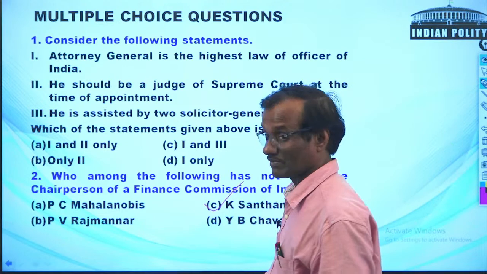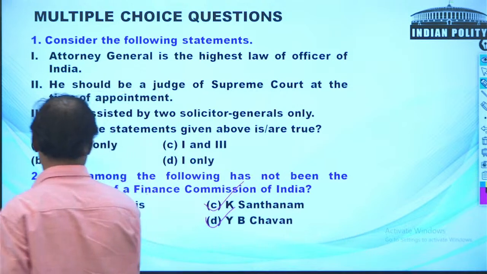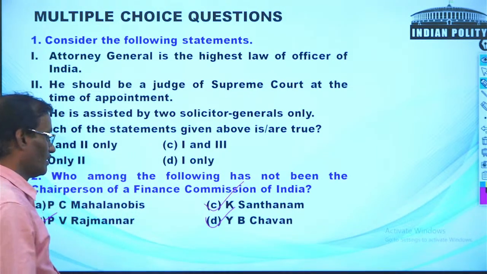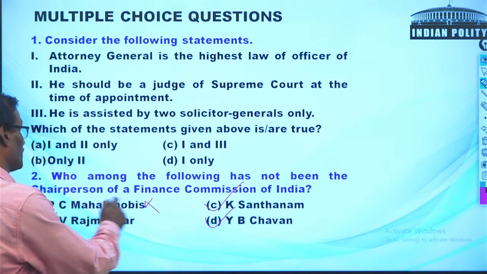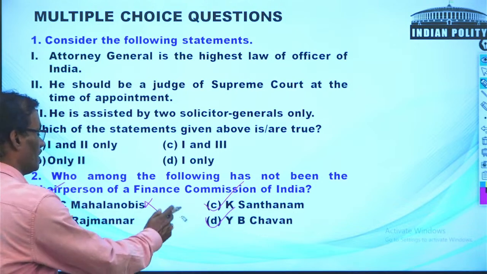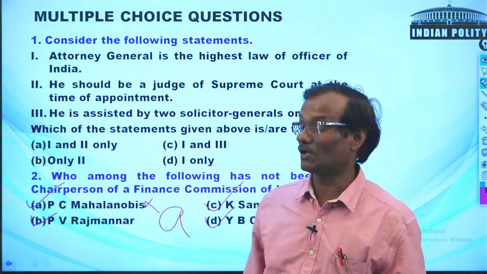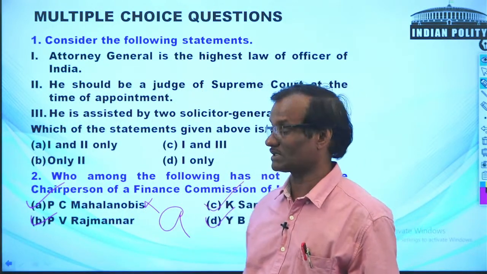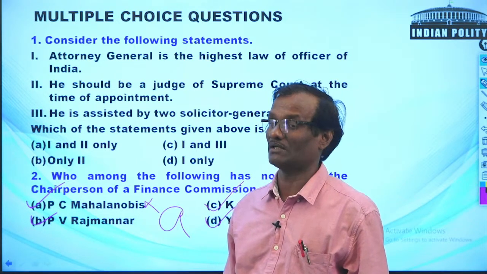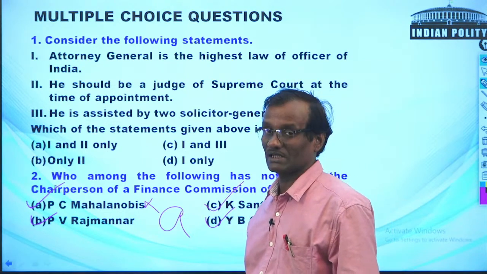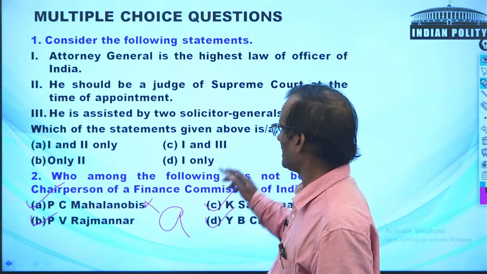K. Santhanam commission, very important commission. Y.B. Chauhan and also P.B. Rajmannar. They were the 1, 2, 3, 4 commissions, 4th commissions. And P.C. Mahalanobis was not a chairperson of the finance commission. He was a statistician of international reputation, and he had a lot of contribution to India's planning. Specifically, the second 5-year plan was designed on the Mahalanobis model. Okay, he is a famous statistician, and his birth date is observed as National Statistics Day. Okay, and here the answer is D.